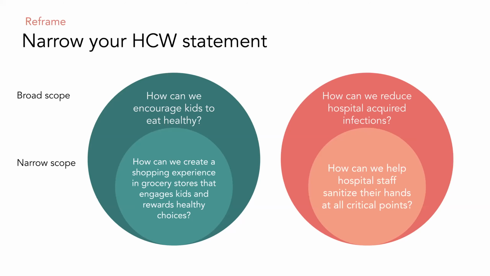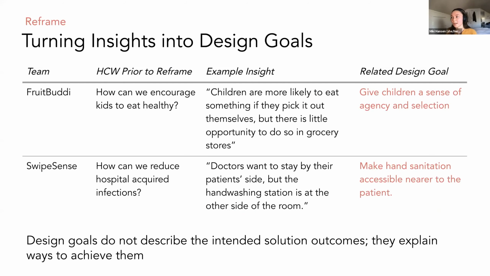Okay, and then another aspect of the reframe step is turning insights into design goals. So these are the same projects from the previous slide, but yeah, so an example insight from the Fruit Buddy team. Children are more likely to eat something if they pick it out themselves, but there is little opportunity to do so in grocery stores. So the design goal there is to give children a sense of agency and selection.